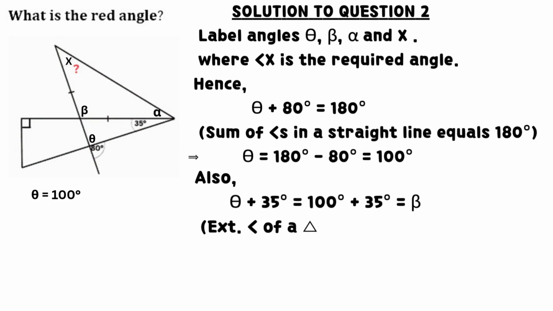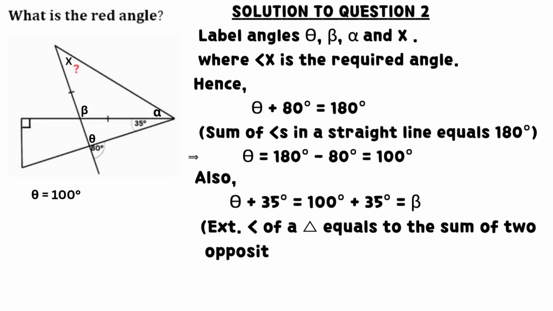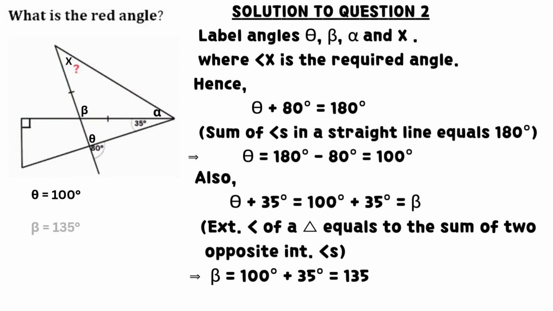Also, theta plus 35 degrees equals the sum of 100 degrees and 35 degrees, which equals beta. This is because the exterior angle of a triangle equals the sum of the two opposite interior angles. It follows that beta equals 100 degrees plus 35 degrees, which equals 135 degrees.